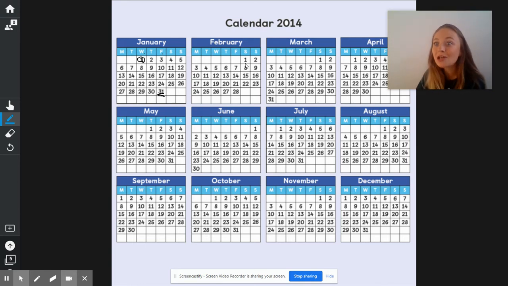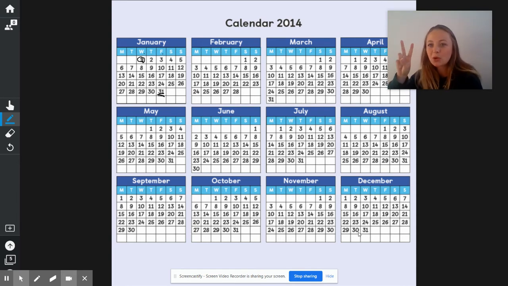Now, there's lots and lots of things that we could talk about here. For example, we can see how many days there are in each month. January has 31 because it goes up to 31st. February only has 28. March has 31. April has 30. May has 31. 30, 31, 31, 30, 31, 30, 31. What do you notice about all of those numbers? There are two numbers that come up lots and lots. And there's one number there that only comes up once.